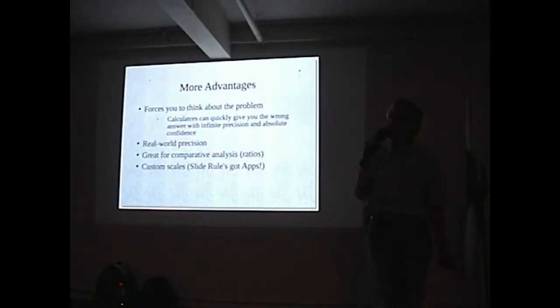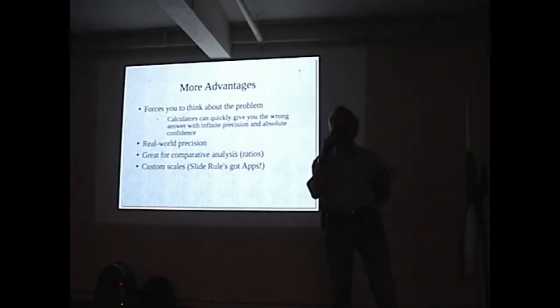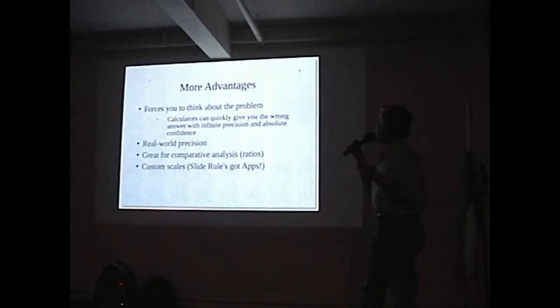Real world precision. How many people have bought a bag of almonds? Pound of almonds, right? It says 1 pound, 343.6 grams. 0.6 grams. Yeah. Oops, too much. Shave off a little bit of the last one, put it back in, right? Real world is not out to 4 places, guys. And slide rules are perfectly adapted for that.